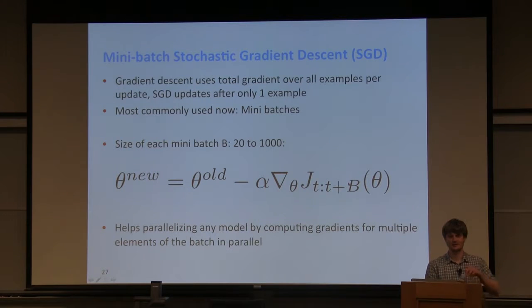Does that make sense? Are there any questions around that? That is basically the default that you almost always want to use, some kind of mini batched stochastic gradient descent.